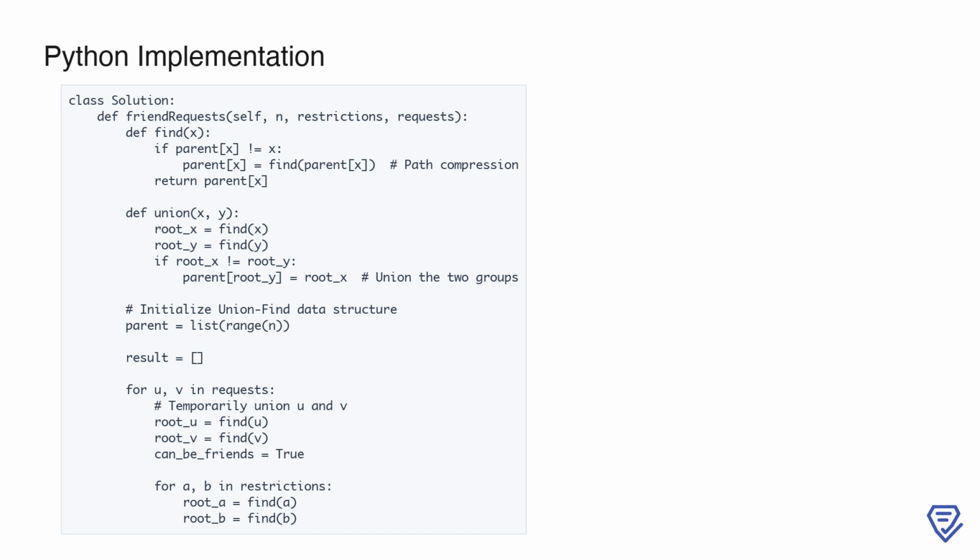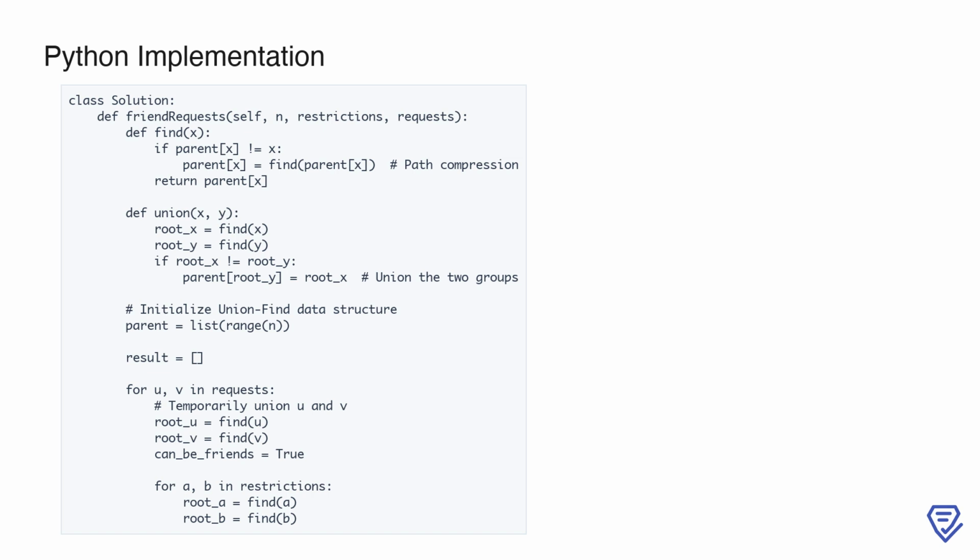Next, we initialize the union find data structure by setting up the parent list, where each person initially points to themselves as their own parent. We also create an empty list called result to store the outcome of each friend request. Then, for each friend request involving U and V, we temporarily find their roots using the find function. We set a flag can_be_friends to true, assuming they can be friends unless proven otherwise.